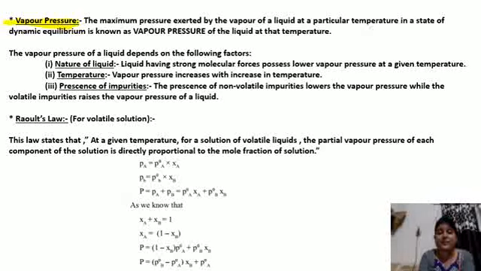This vapor pressure depends upon three things: number one, nature of liquid, the temperature, and the presence of impurities. See, in liquid, the molecular forces are stronger than in the gaseous state. So the liquid which has strong molecular forces has low vapor pressure. Because the vapor pressure increases with an increase in temperature. Moreover, if impurities are present, then it will raise the vapor pressure of the liquid.